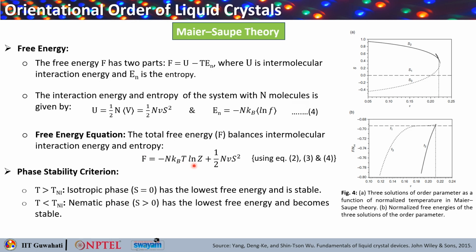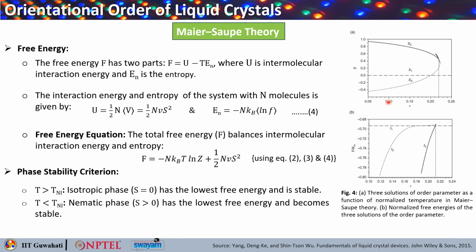What you see here is the phase stability condition. For T greater than or equal to T n I, you have the isotropic phase, S equals 0, which has the lowest energy and that is why it is stable. For T less than T n I, the nematic phase, where S is greater than 0, has the lowest free energy. So the nematic phase is stable, and you need T less than or equal to T n I for this.